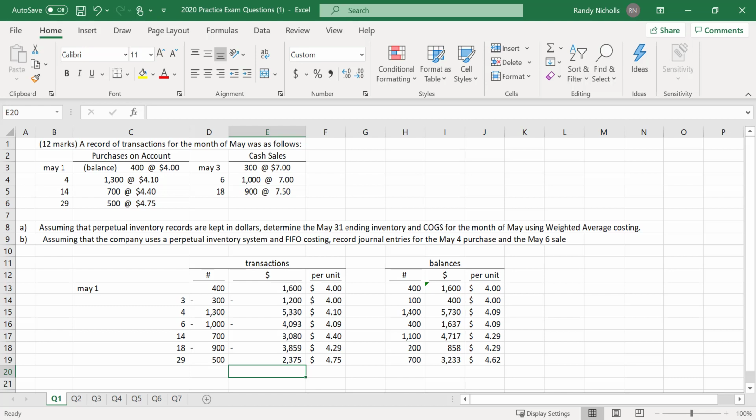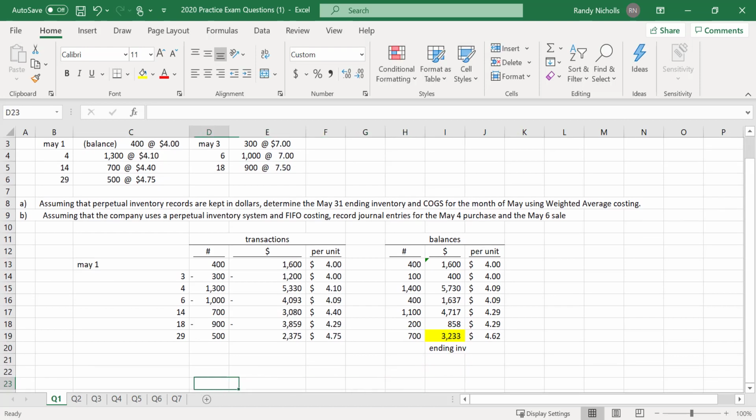So that's my table of calculations. For weighted average, I think this is as easy a way to calculate as anything. You could try shortcutting, but this is a lot more straightforward. Make sure you answer the question. So it asks, determine the May 31 ending inventory. That's this. Right? This is my ending inventory.